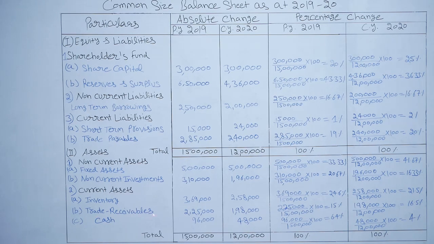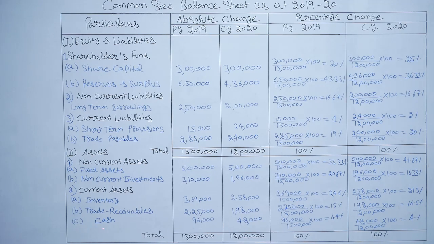Next is trade receivables, 2,25,000 for previous year and 1,98,000 for current year. Now we are calculating percentage change for previous year. So 2,25,000 divide total of assets, 15 lakh, into 100 is equal to 15% for previous year, and 1,98,000 trade receivable for current year. Divide 12 lakh, total of current year assets, into 100 is equal to 16.5%.